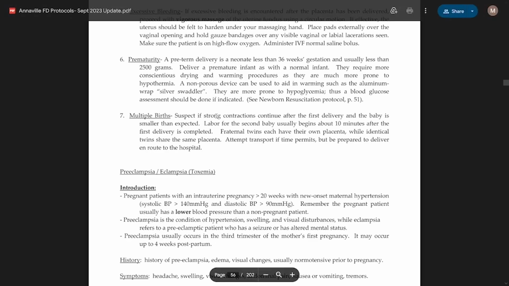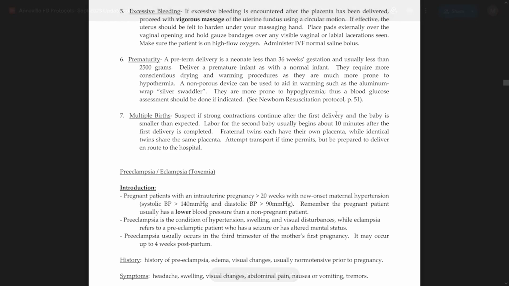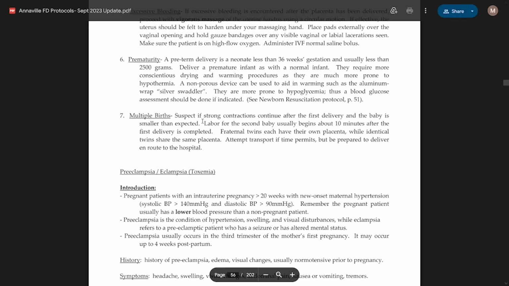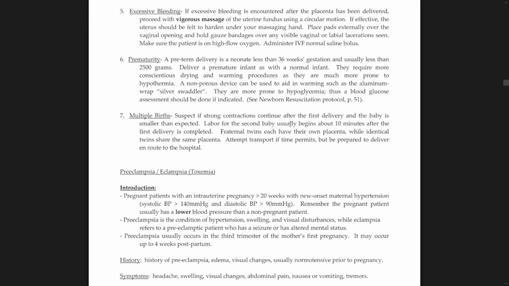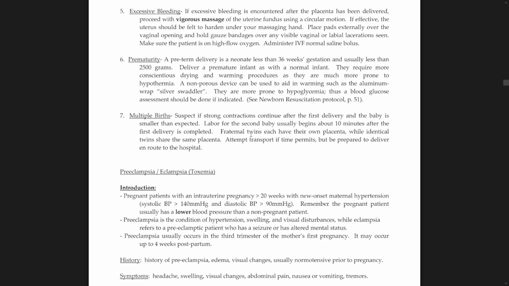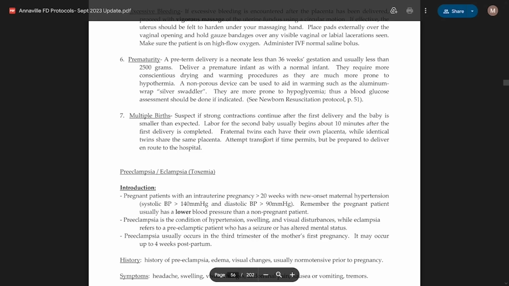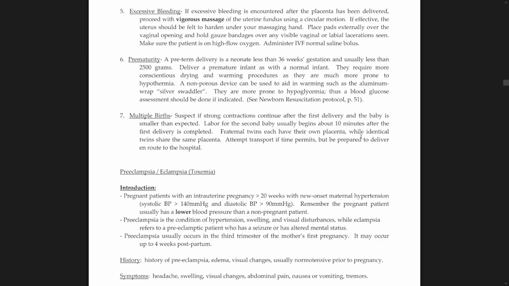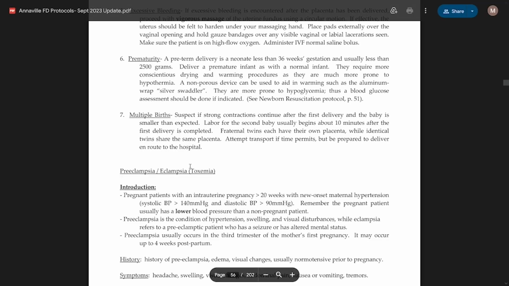Multiple births. Suspect if strong contractions continue after the first delivery and the baby is smaller than expected. Labor for the second delivery usually begins about 10 minutes after the first delivery is completed. Fraternal twins each have their own placenta, while identical twins share the same placenta. Attempt transport if time permits, but be prepared to deliver en route to the hospital.